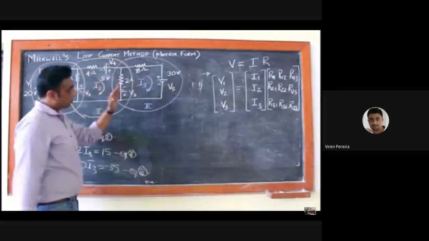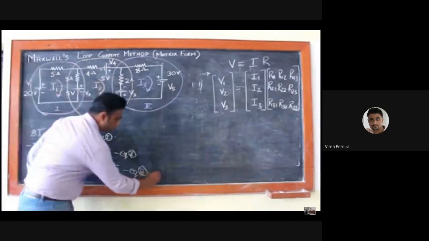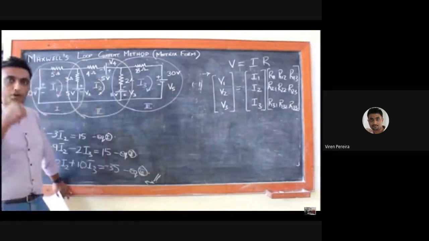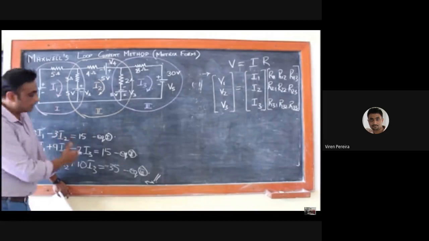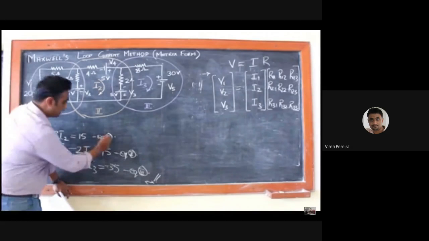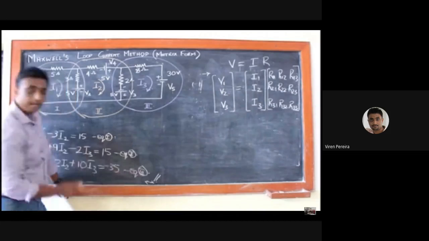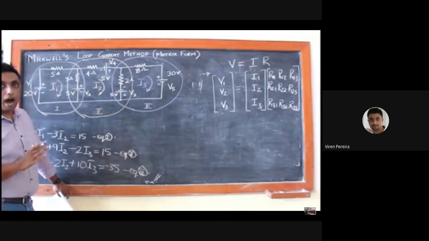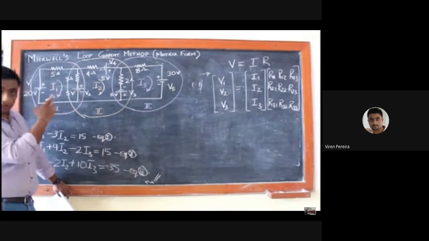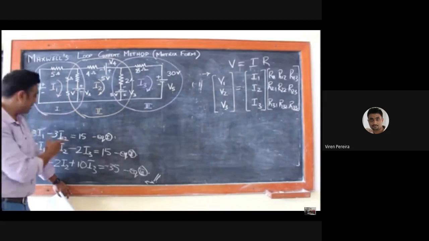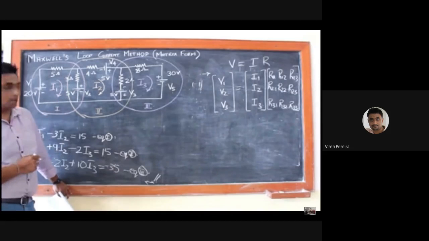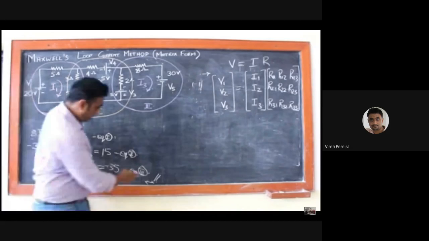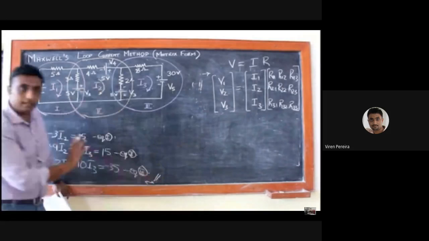So if you go to see your steps, whether you want to do it for equation mode or for matrix mode, it will basically remain the same. So these equation 1, equation 2, equation 3 will remain standard. After you complete these 3 equations, you can decide whether you want to use simultaneous equations and find out the values of I1, I2, I3, or you want to use the matrix form. So the steps till here remain the same.